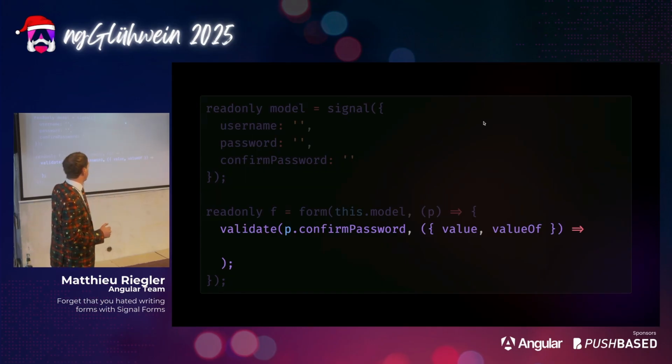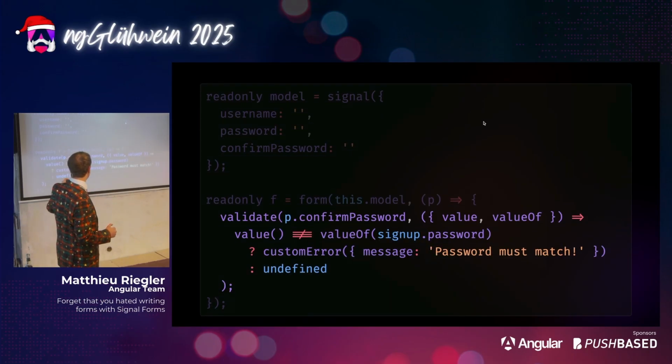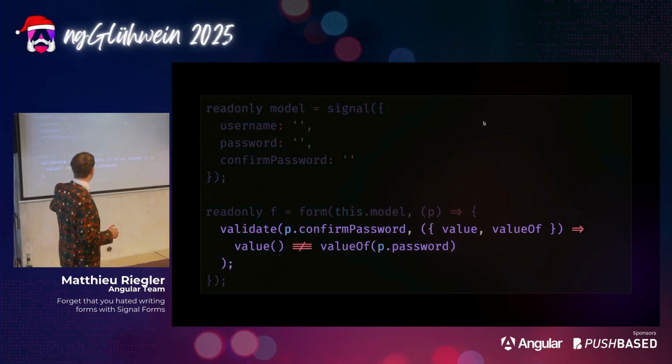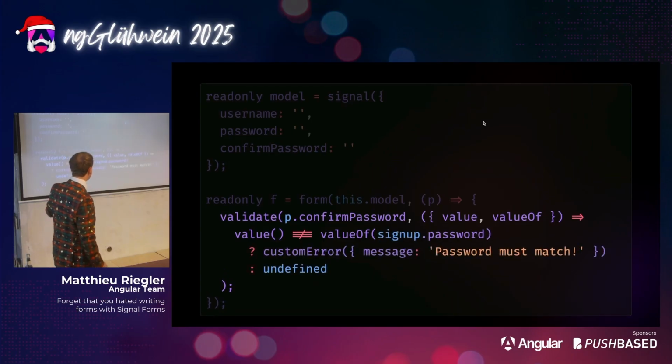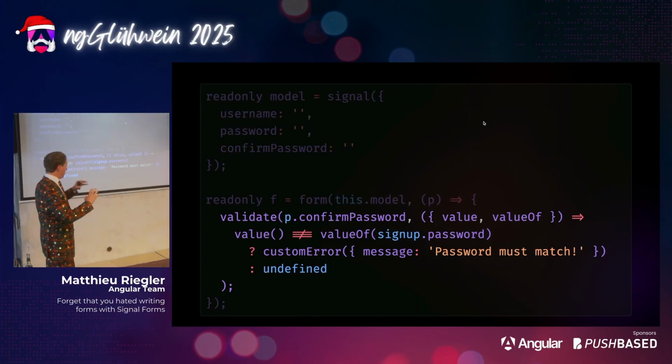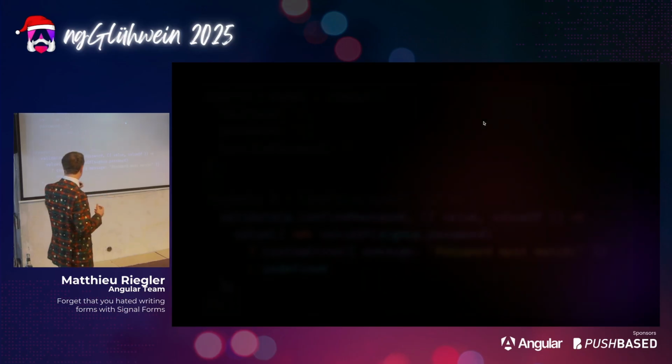Value of is able to read the value of another field of your form. So in that case, what we'll do is check the value of the confirmed password and check the value of the password. So here we have a simple check. We compare the values of two different fields. And of course, if I want to return a custom error message when the validation isn't correct, I can. Just in a few lines, I implemented cross-field validations, and it's way easier than it was before.